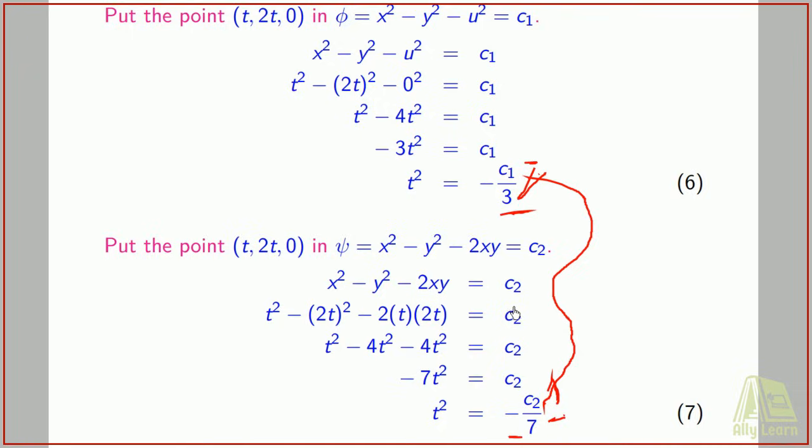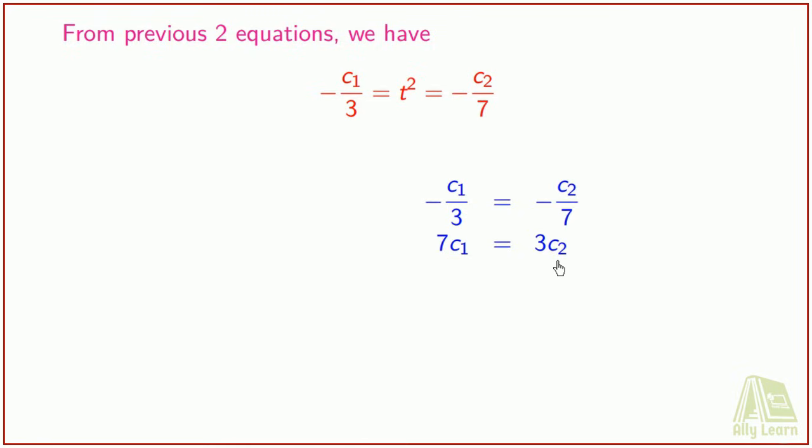So let's look at it again. From the previous two equations, minus C1 over 3 equals t square, which also equals minus C2 over 7. So my relation containing C1 and C2 is minus C1 over 3 equals minus C2 over 7. Just cross multiply, we get this expression. Take this term on the left hand side, we get this expression.